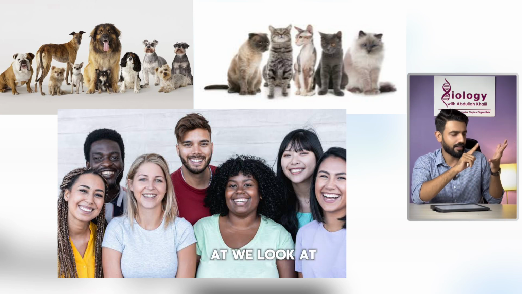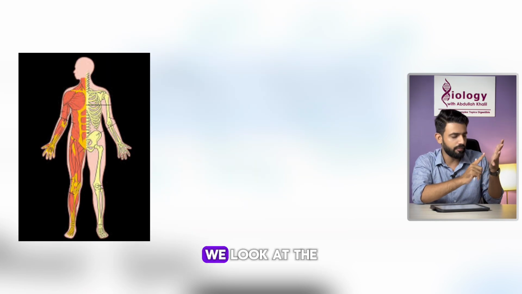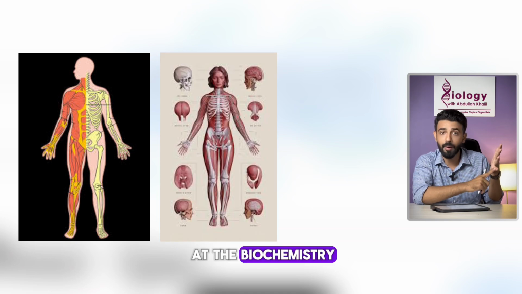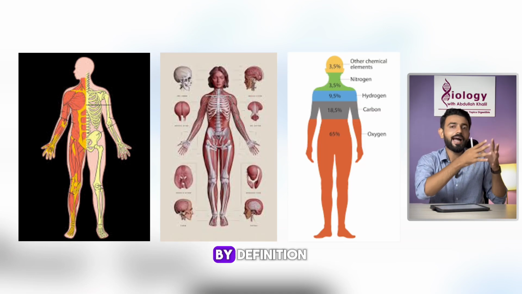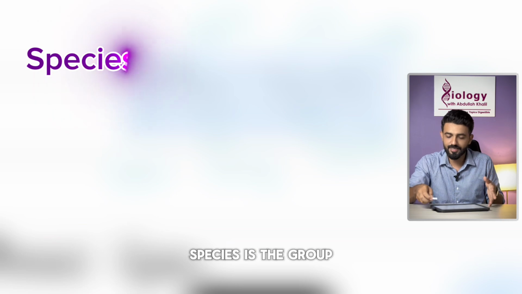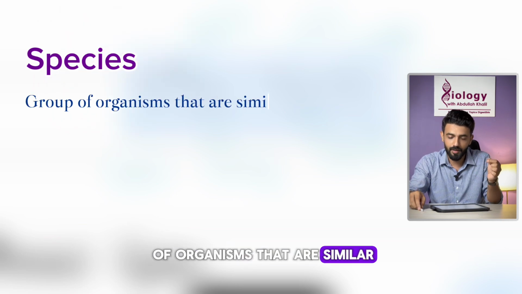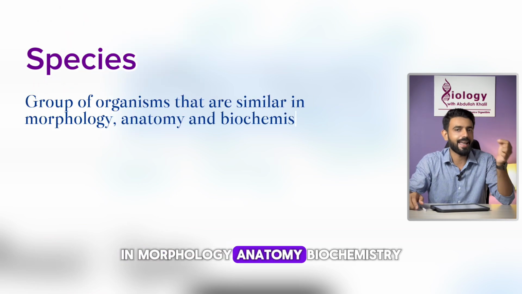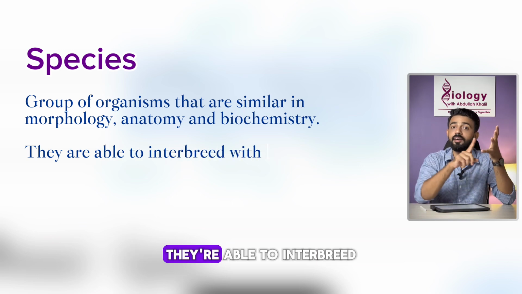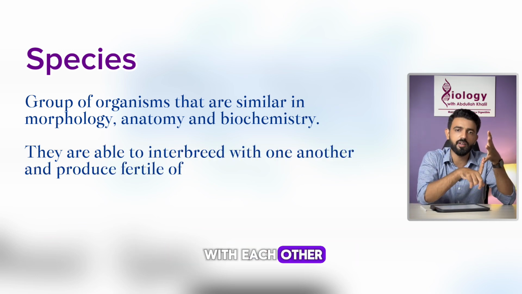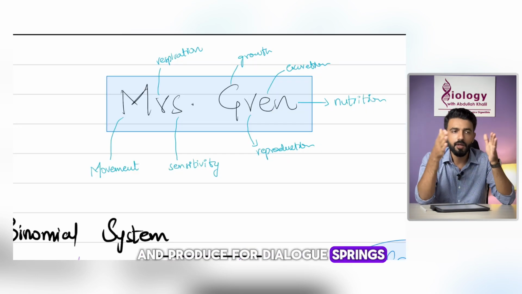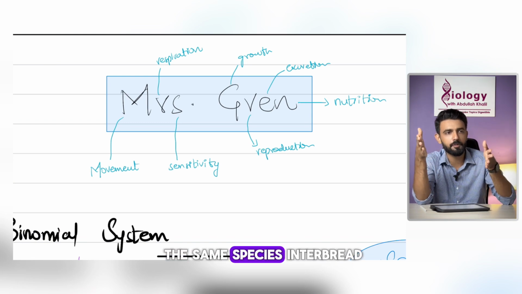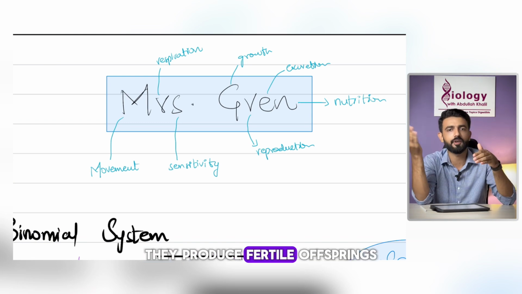What do we look at? We look at the morphology, we look at the anatomy, and we look at the biochemistry. So by definition, species is the group of organisms that are similar in morphology, anatomy, biochemistry. They are able to interbreed with each other and produce fertile offsprings. So when 2 organisms of the same species interbreed, they produce fertile offsprings.